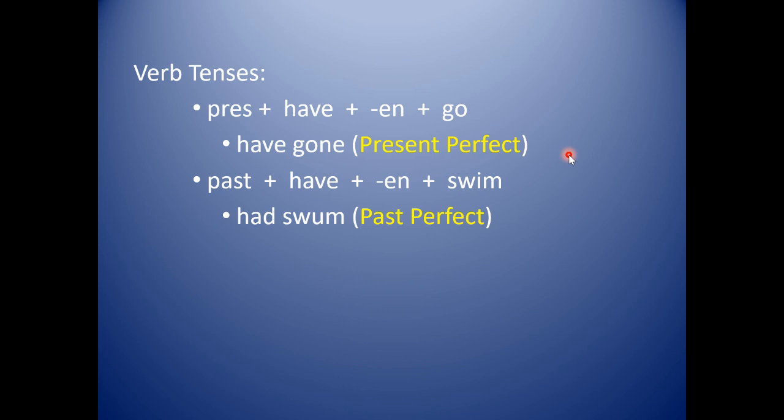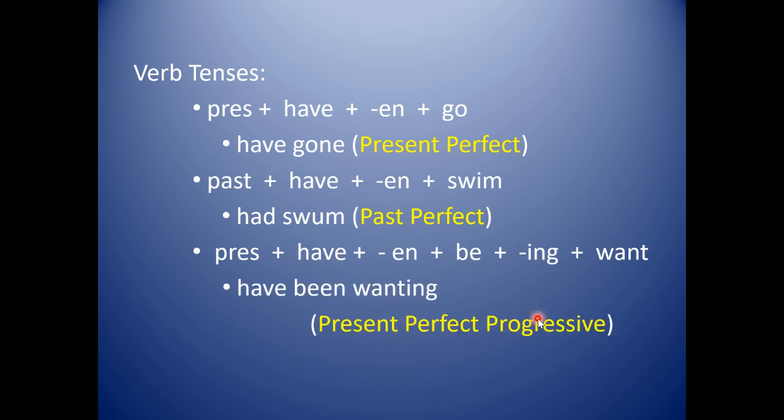Let's get a little bit more tricky with things. Let's do the present of have and en plus be plus ing plus want. Well, because I'm using the word have, I know it's going to be perfect. I see this ing, which makes it progressive. This whole thing turns into have been wanting, which we call the present perfect progressive. I know it's kind of getting meticulous here. Think about the reason why we call it that. Progressive because of ing, it's perfect because of the word have, and then it's present tense because of the word have been wanting.